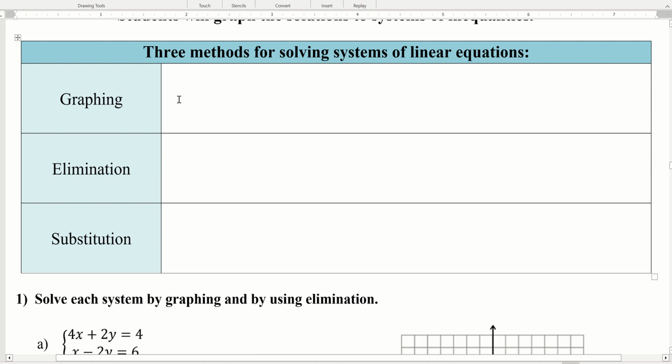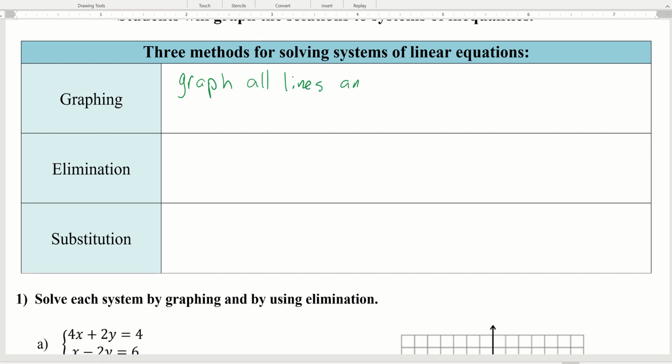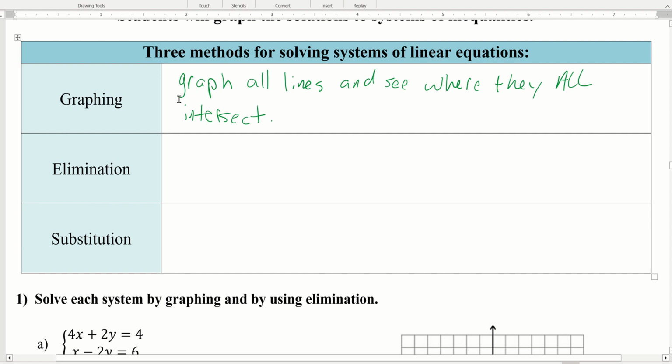The first way is graphing. So we'll graph all the lines, the number of lines that you have, and see where they all intersect. They all have to hit at the same exact point. Most of the time in this class, we'll be talking about two lines, so that makes it a lot easier. Our next two are going to be substitution and elimination.